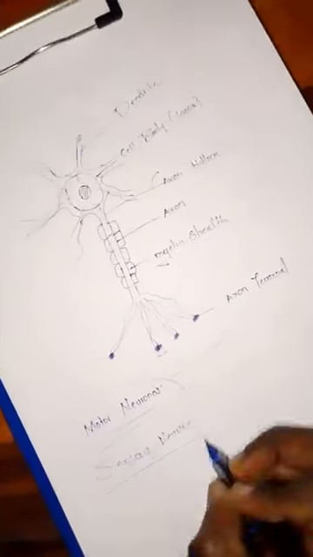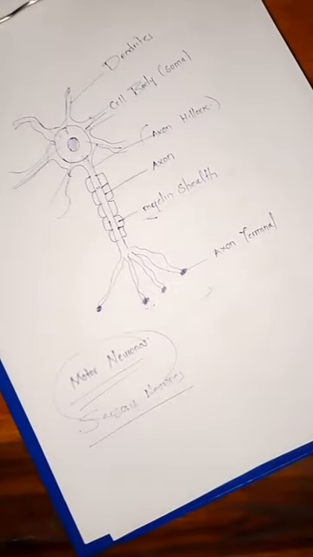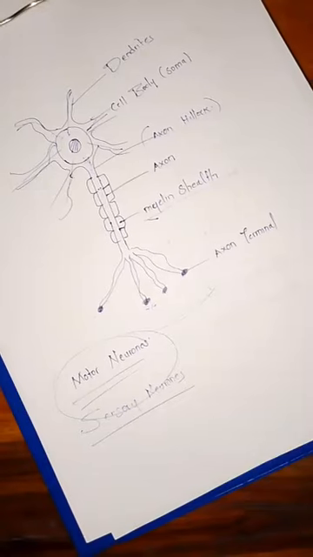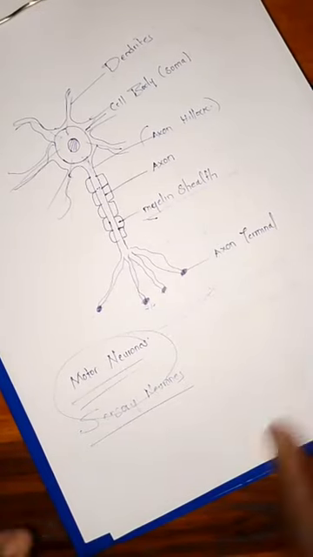Then we also have sensory neurons, just from the same word sensory. So these are neurons that are involved in receiving the sensory stimuli from the environment or within the body. Then they will be taking it to the central nervous system.